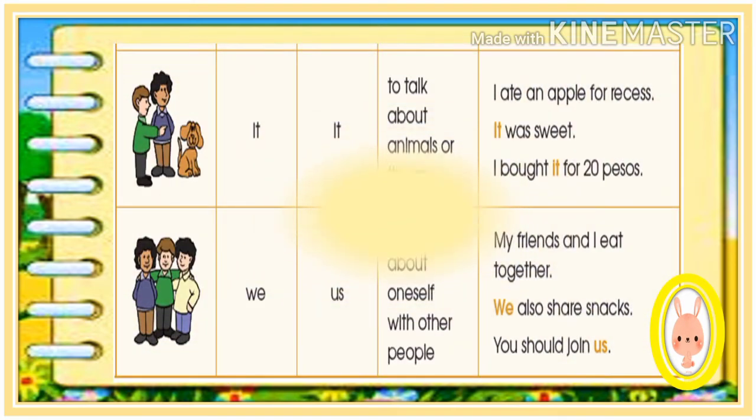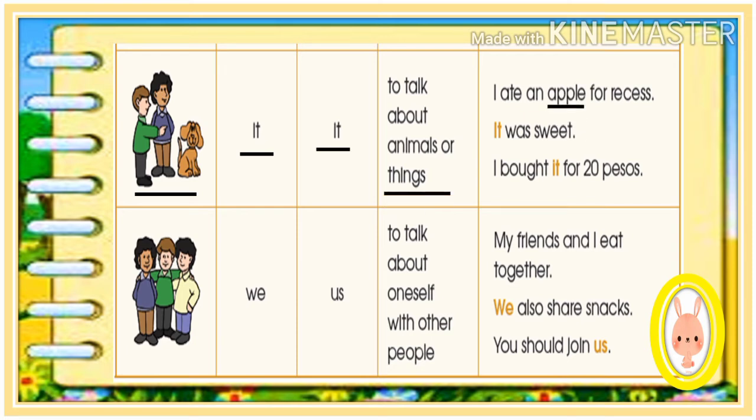Next, the subject pronoun it and then the object pronoun it. So the function of it is to talk about animals or things. Example, I ate an apple for recess. So apple is an example of food and we use it. It was sweet and I bought it for 20 pesos. So what are the pronouns in the sentence? It.